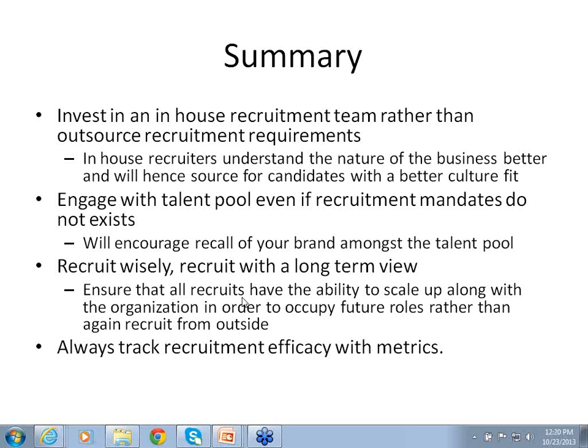So if that feeling is created and there's a growth path for the employees, then this incremental salary of 1,000 and 2,000 and 5,000 will not make much of a difference.